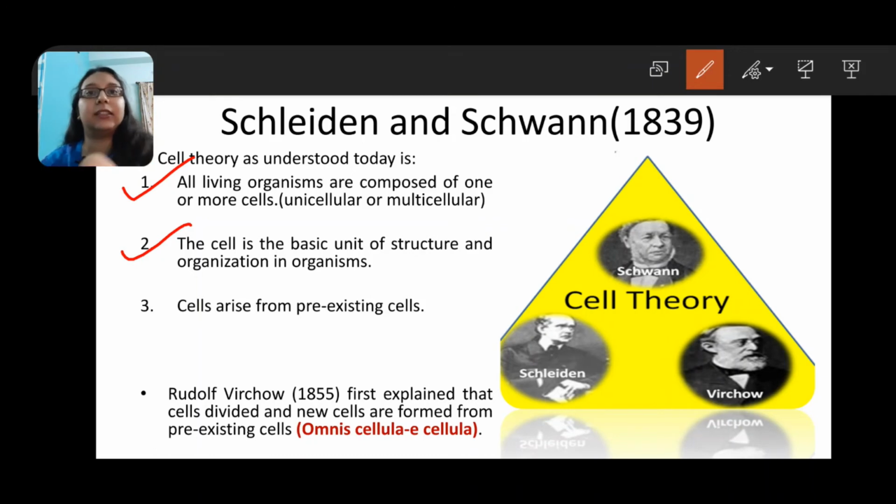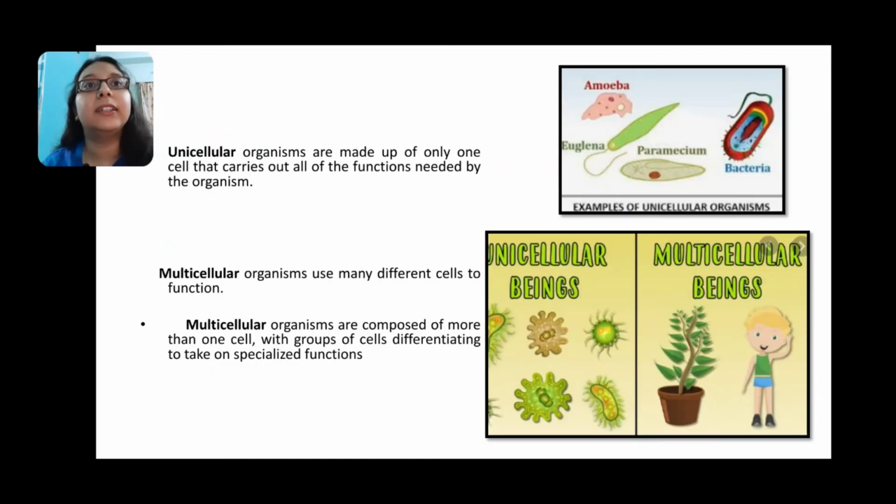But the third statement was put forward by another scientist who is known as Rudolf Virchow. Almost 20 years later, in 1855, he first explained that cells always arise from pre-existing cells, and this theory came to be known as omnis cellula e cellula. So, who gave the postulate of omnis cellula e cellula? It was Rudolf Virchow. Moving on to the next slide.